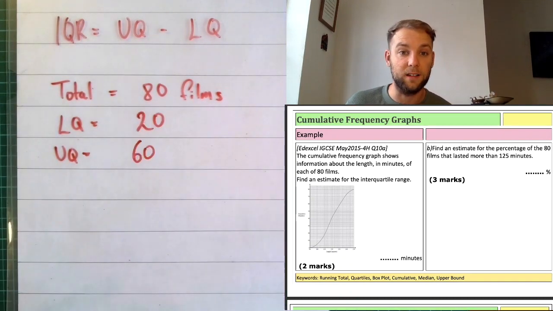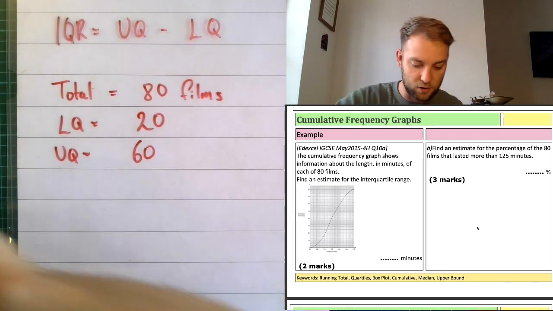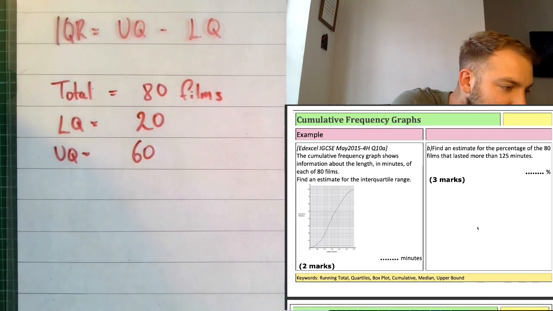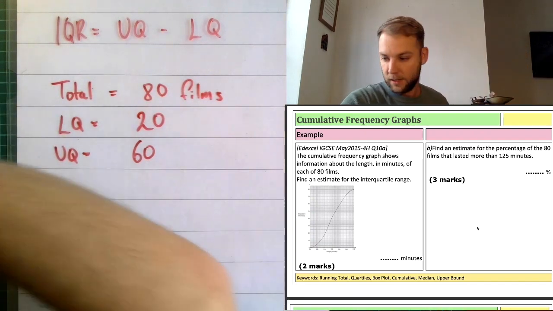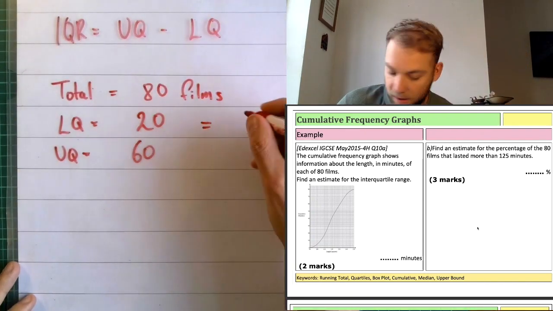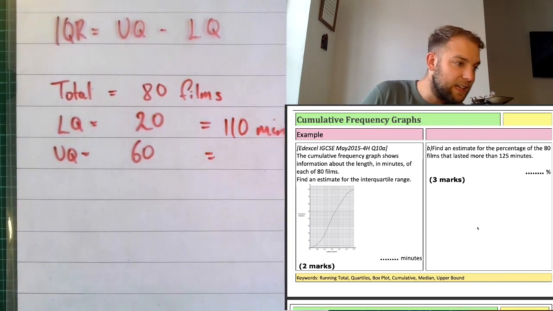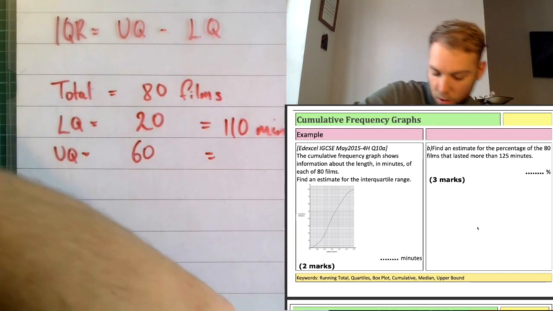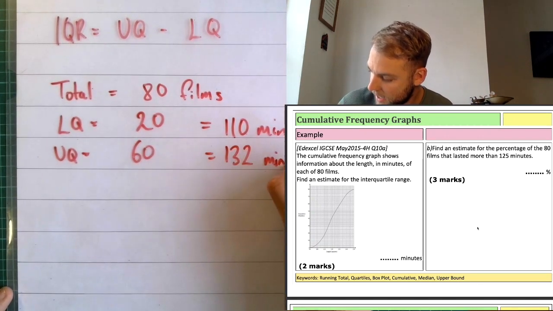Now these aren't your values. These are where you've got to go across and down. So this is the tricky part now. So I've got to, on this screen, go across and down at 20. So I'm going to get really close to this. You might see my head quite close. 20 across and down on the screen is going to be about 110. So 20 across and down is 110 minutes. 60 across and down, it's getting nice and close on that, is about 132, I think it is. So 132 minutes. And then I'm going to subtract them.